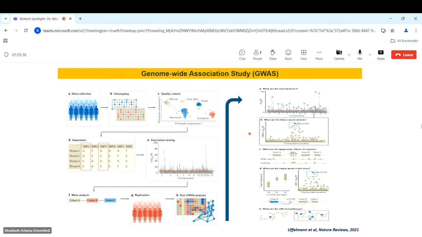Post-GWAS analysis is basically to look into what are the associated loci, and then looking at what are the likely causal variants and what are the epigenomic effects of these variants, and what are the target genes in that locus. So everything is actually post-GWAS analysis, and everything is very important. And finally, the long-range interaction and the pathway analysis.